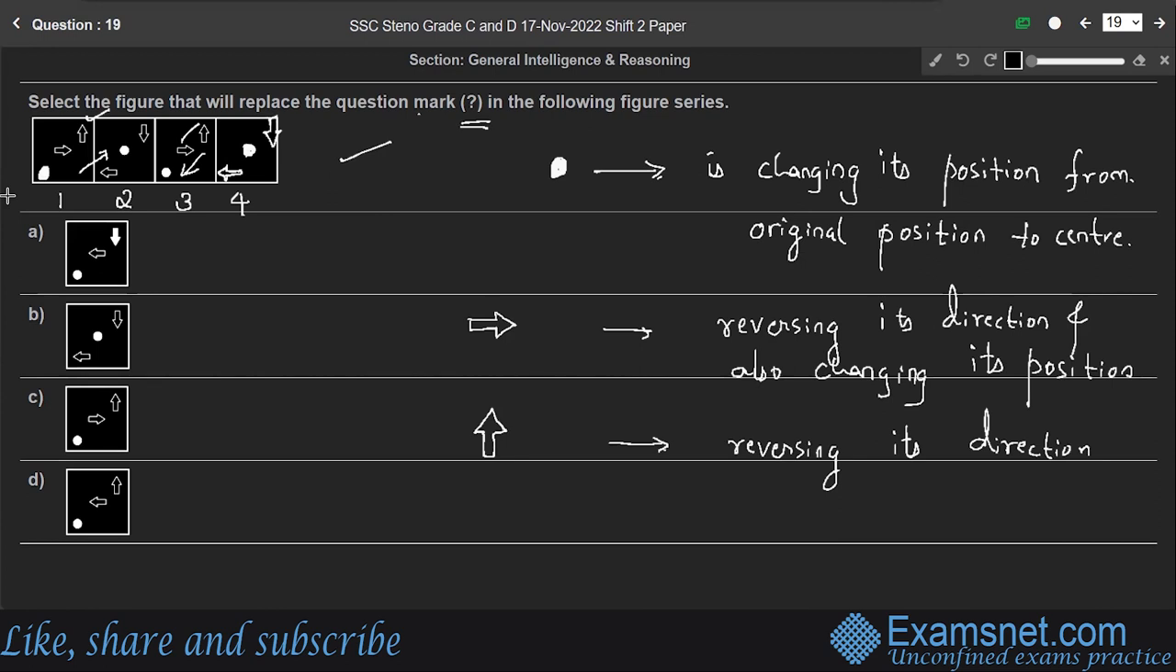Look at the options given here. The shaded dot should be at the center. Only in option B do we have the shaded dot at the center. And the horizontal arrow mark should face leftwards. Yes, in option B, the horizontal arrow mark is facing leftwards and the vertical arrow mark is facing downwards. Hence, option B is the fourth figure in the given figure series.